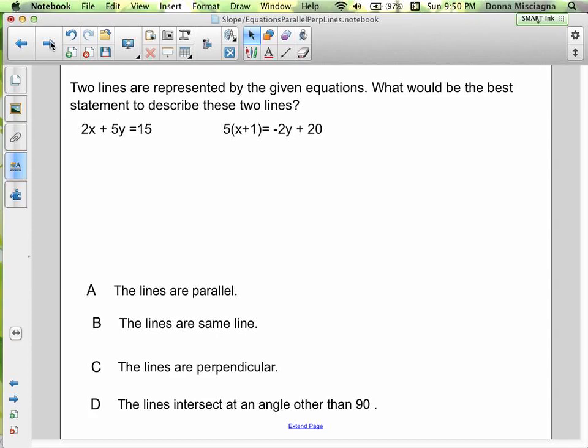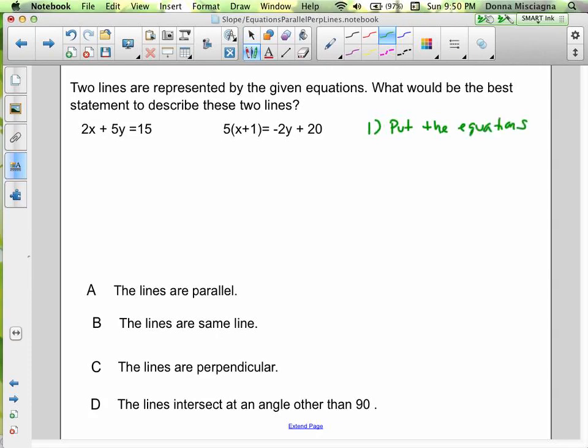If we're given two equations and we're asked about their relationship, the first thing we always have to do is to put the equations into slope-intercept form, if they're not already in slope-intercept form.